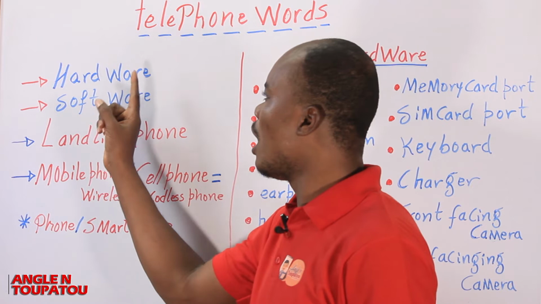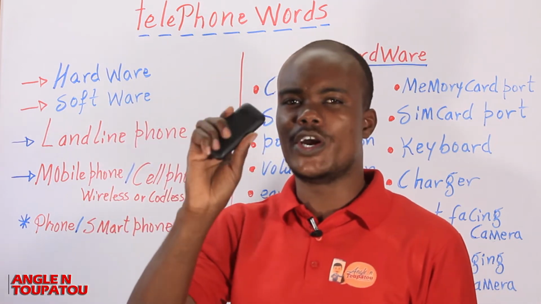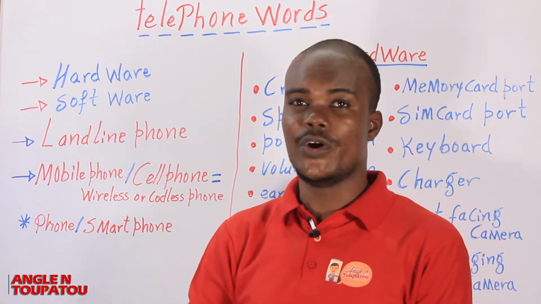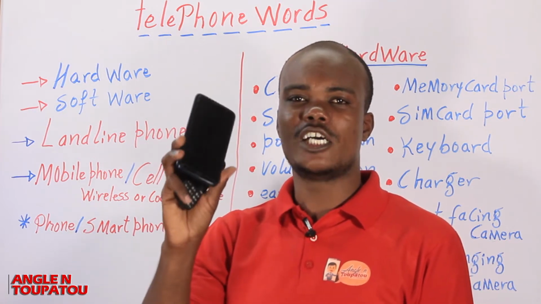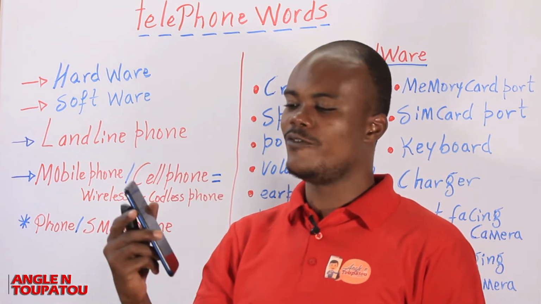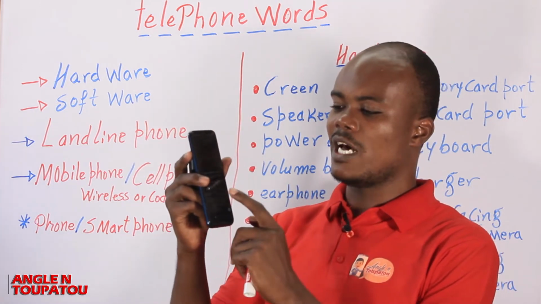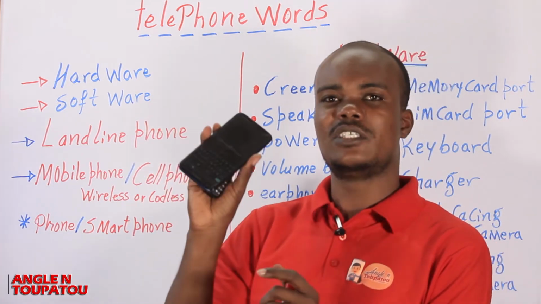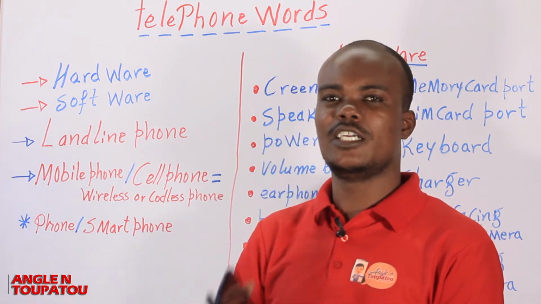Software. Hardware, like hardware. I touch the hardware of the telephone. Hardware, this is the physical part of the telephone. Software, you know, a software, like here, the software is what I touch inside of the telephone.